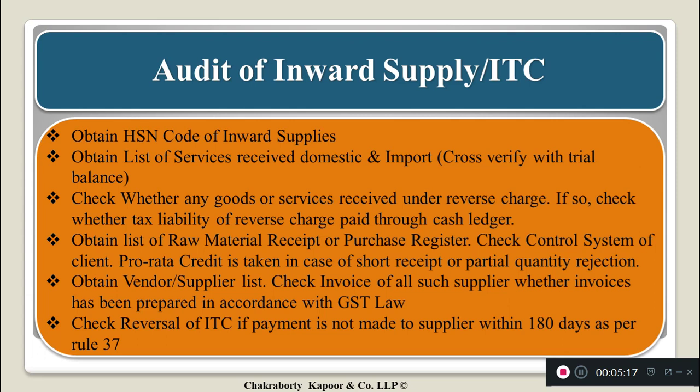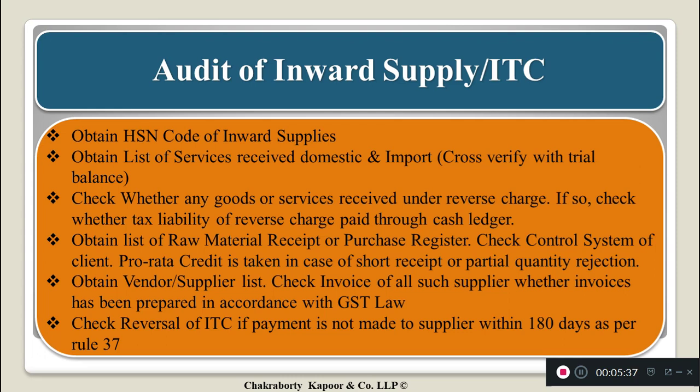Obtain the list of raw material receipt or purchase register. Check the control system of the client. Check whether pro rata credit is taken in case of short receipt or partial quantity rejection, as input tax credit is not available on materials rejected, destroyed, or short received.